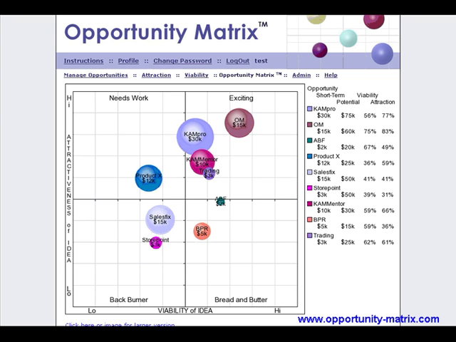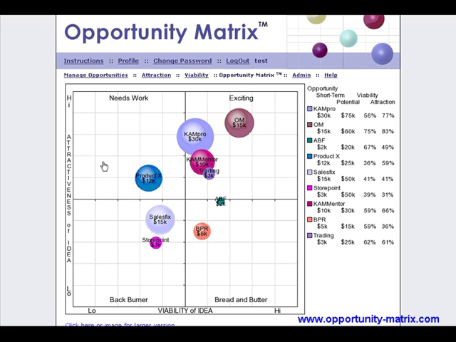Let's explain each quadrant. To start with, there's the back burner opportunities. We don't really want to do them, and they're going to be hard to make work anyway. So we'll park those on the back burner, for now at least. Next up is bread and butter. We still don't really want to do them, but they're going to be pretty easy to make money from. So we might use these to fund some of the more interesting stuff.